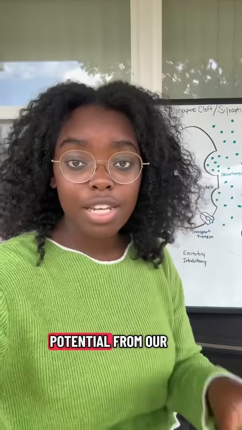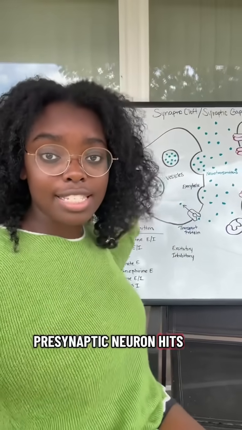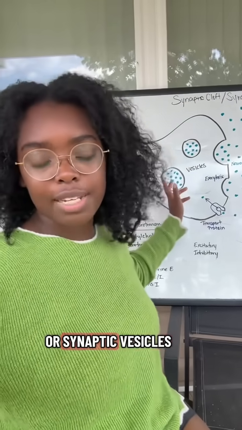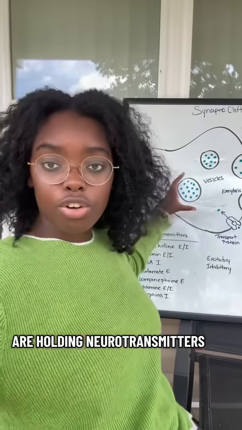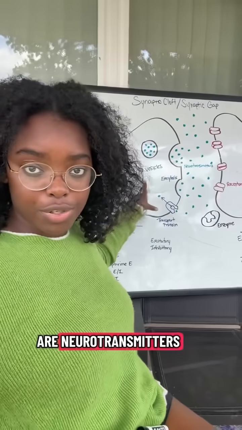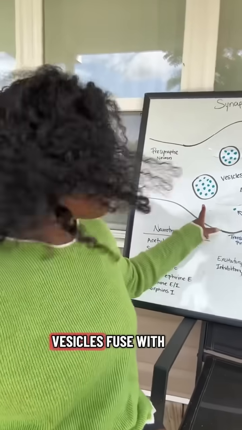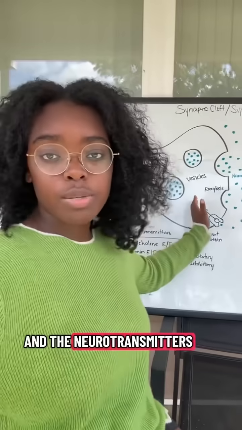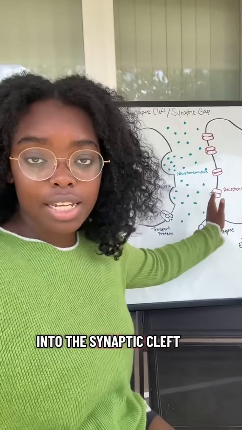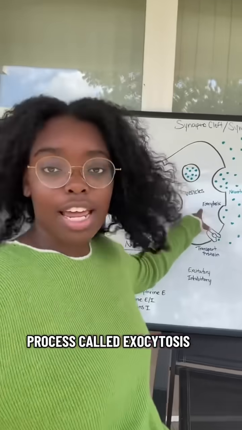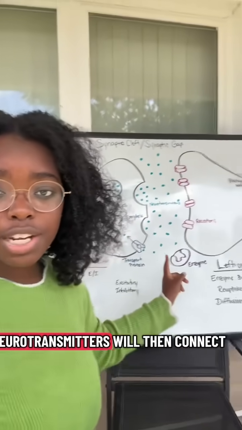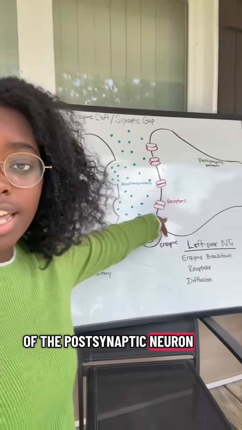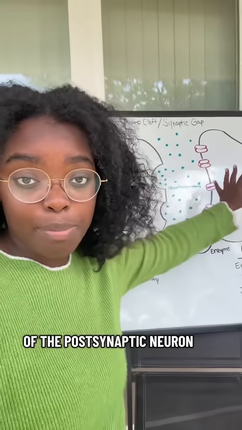So when an action potential from our presynaptic neuron hits the axon terminal, little sacs called vesicles, or synaptic vesicles, are holding neurotransmitters. These little dots are neurotransmitters. When activated, the vesicles fuse with the presynaptic membrane and the neurotransmitters are then released into the synaptic cleft. This is a process called exocytosis. Some of the neurotransmitters will then connect with the receptors of the postsynaptic neuron. And again, this is the dendrite of the postsynaptic neuron.